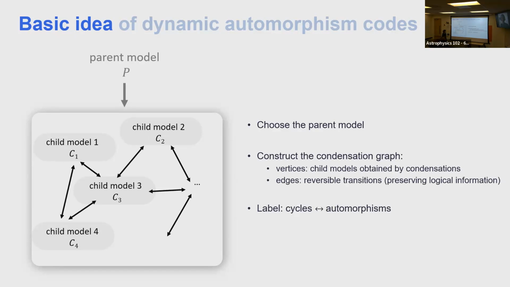And then it turns out that whenever I make a cycle, the cycle should be labeled by an automorphism. Either I come to the same model and the same logical state, or I come to the same model but different logical states. Then I can label each cycle depending on whether I change the logical state and how I change it, and this means that each cycle is labeled by an automorphism.